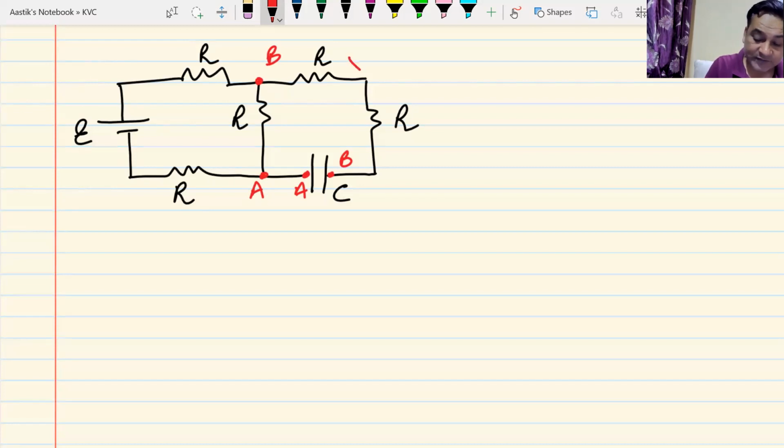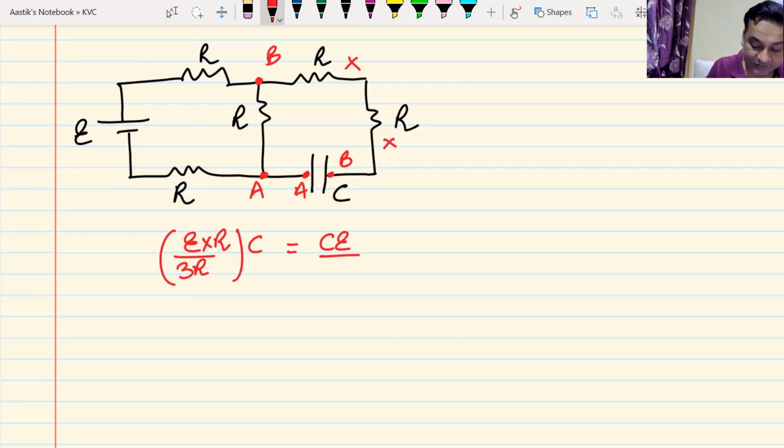There is no current in this branch. What is the current in the circuit? E by 3R. What is the potential difference between these 2 points? E by 3R into R, multiplied by C. E by 3. So we got this? Yes, sir. Okay, so this is how you will find out.